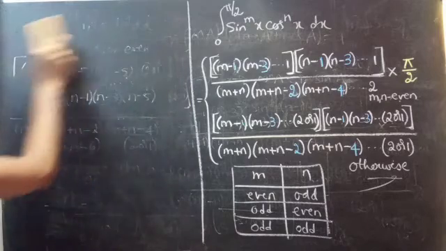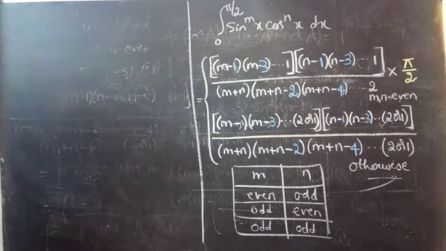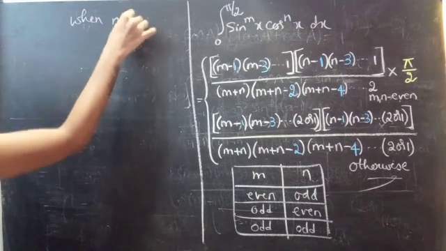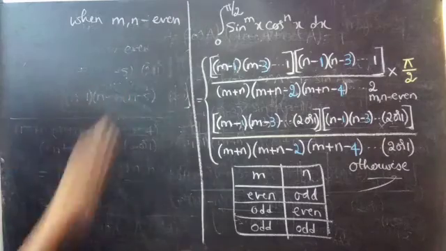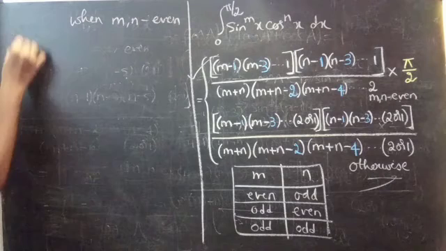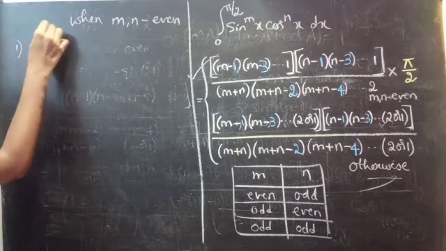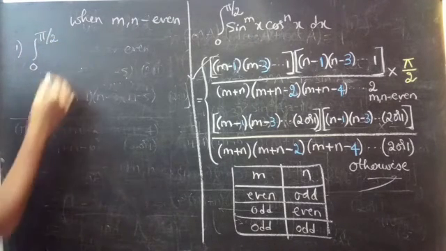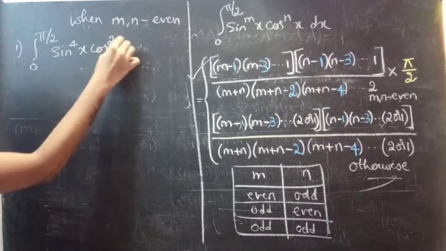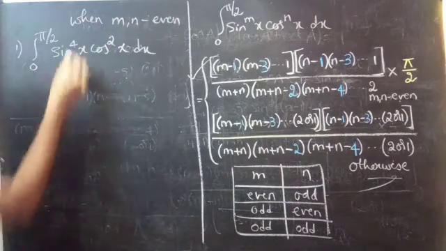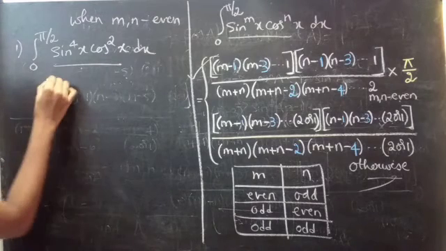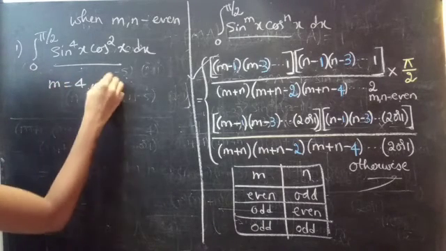Problems on when m and n are even. That is, we are going to use the first formula. Okay. So first problem, evaluate the integral from 0 to pi by 2 sin power 4x into cos power 2x dx. If we compare this with the actual formula, you'll get m equals 4 and n equals 2.